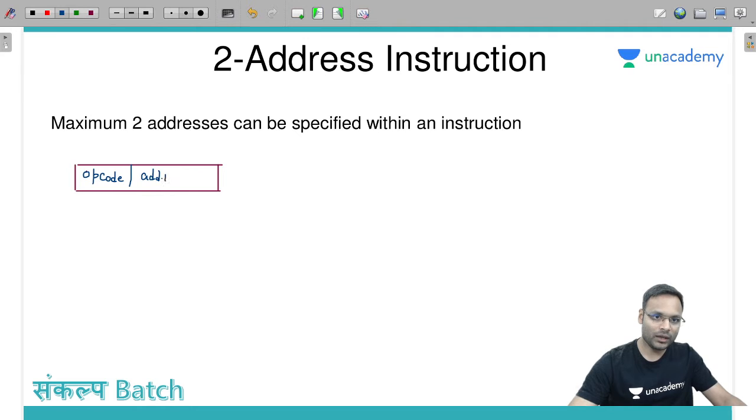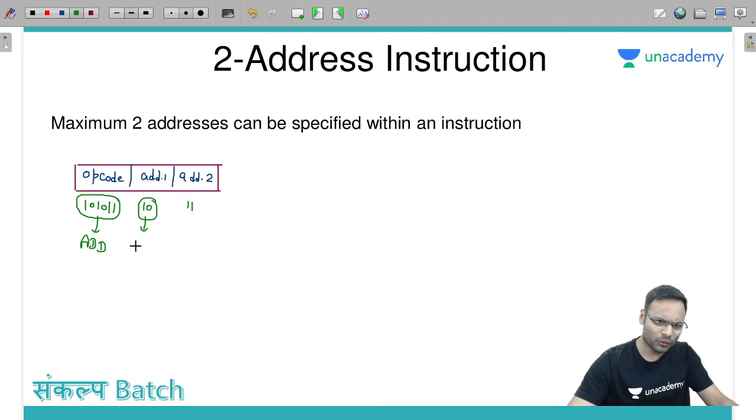Address number 1, address number 2. Suppose you have written an instruction in binary like this: 101011. This binary opcode says it is addition. Here address number 1 is 10, address number 2 is 11. 10 means, assume it's register 2, and 11 says register number 3.